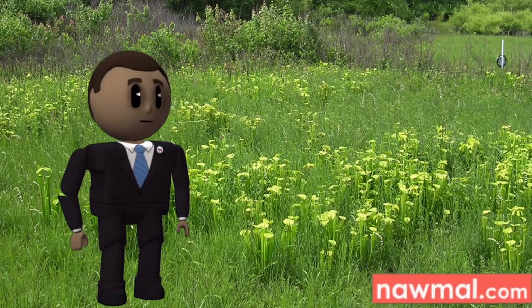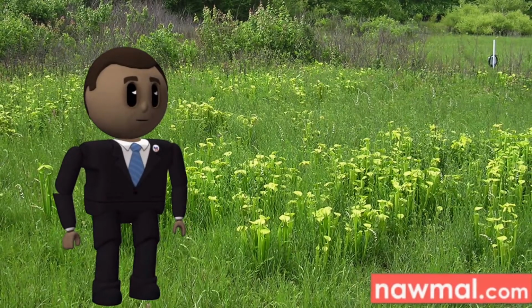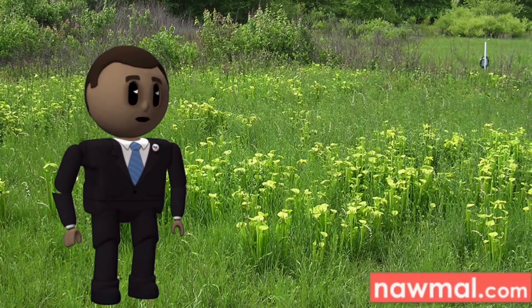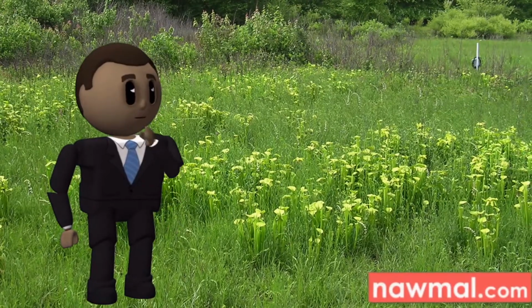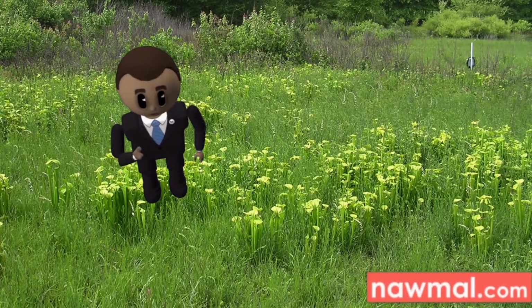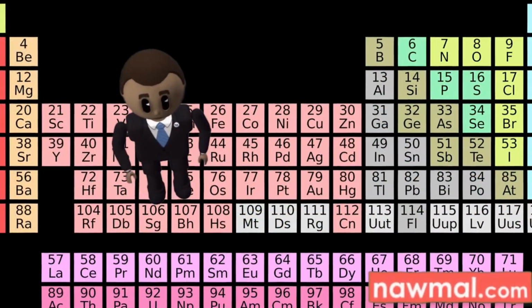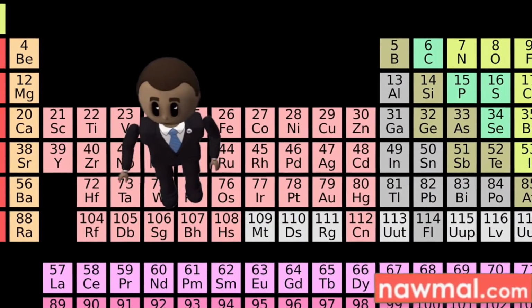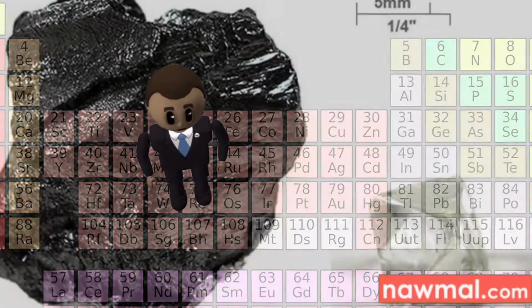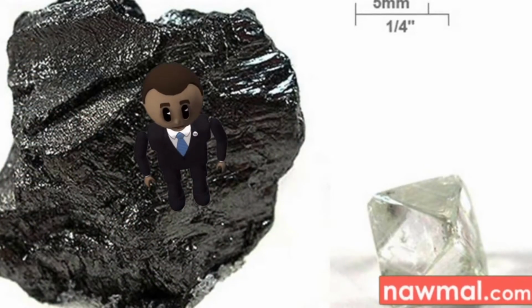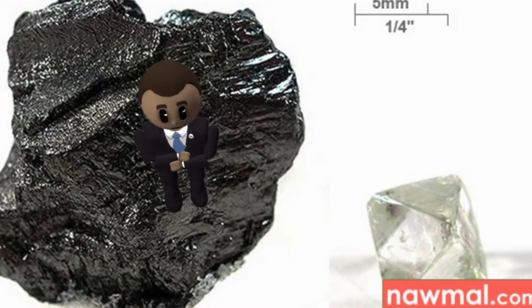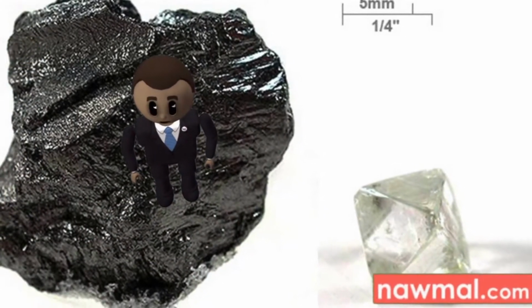What is the carbon cycle? I suppose I should let you know what carbon is. Remember the periodic table? All the elements arranged in order of increasing atomic number. Carbon is element 6. 6 protons, 6 electrons, and usually 6 neutrons.